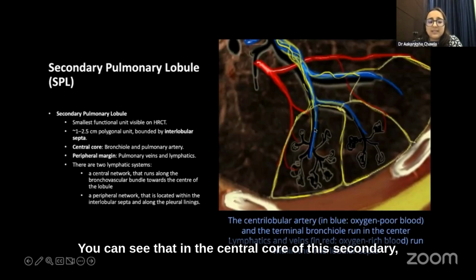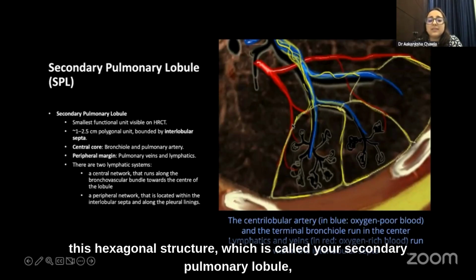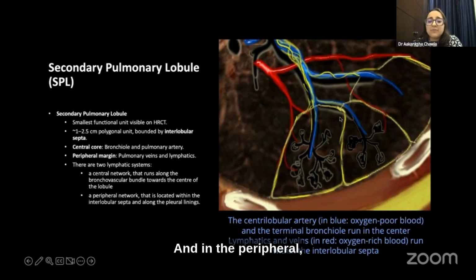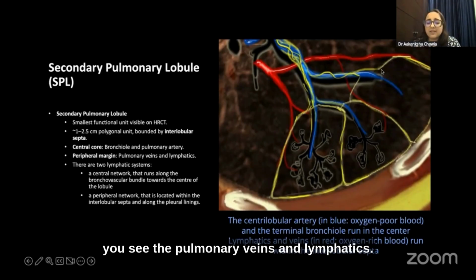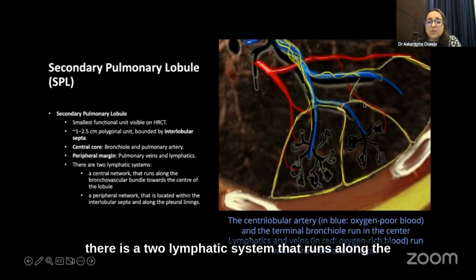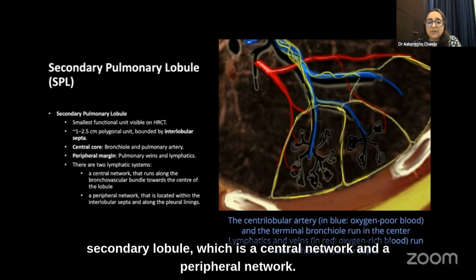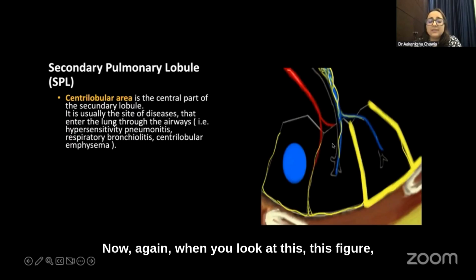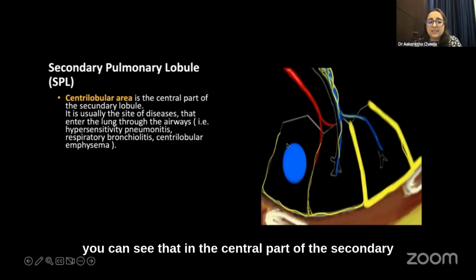You can see that in the central core of this hexagonal structure, which is called your secondary pulmonary lobule, is your bronchiole and the pulmonary artery. And in the periphery, you see the pulmonary veins and lymphatics. There are also two lymphatic systems that run along the secondary lobule, which is a central network and a peripheral network.